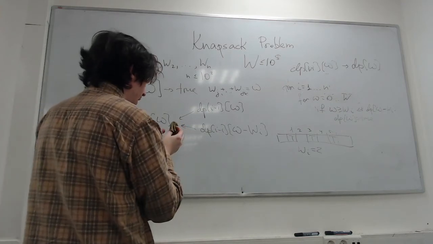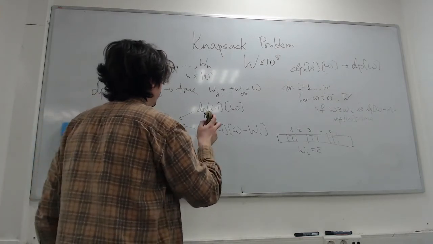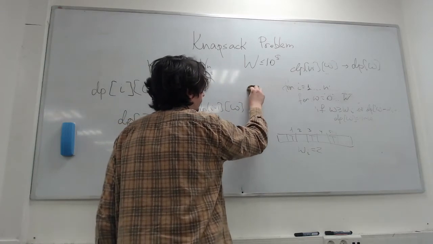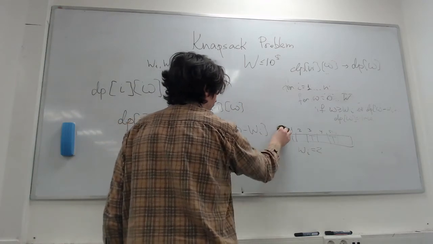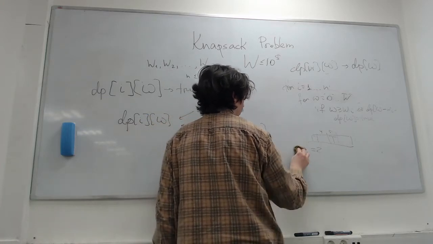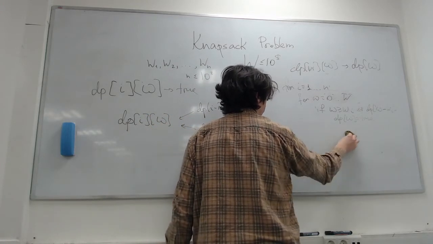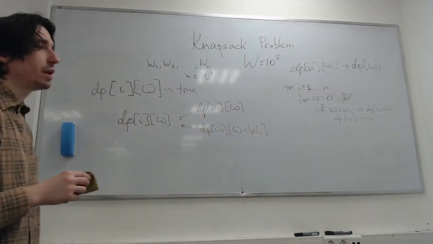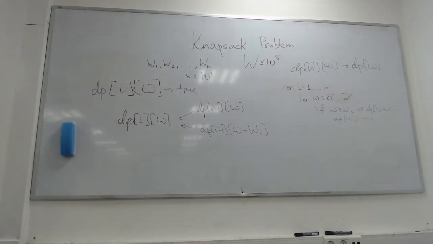But this is kind of very simple. Oh yeah, what is the complexity of the algorithm? It would be O of n multiplied by big W, I guess. Yeah, multiplied by big W. Yeah, exactly.